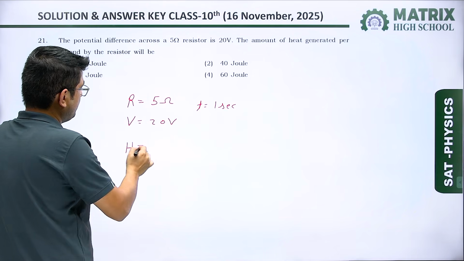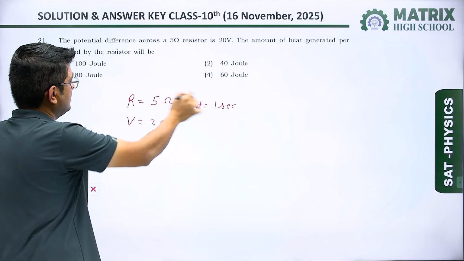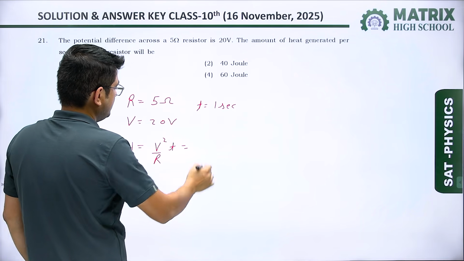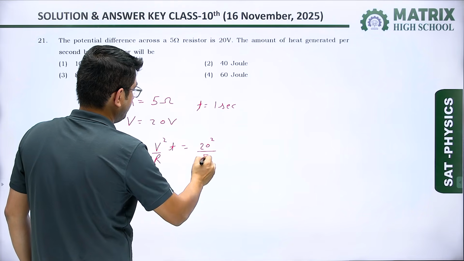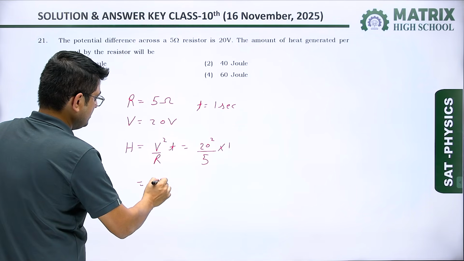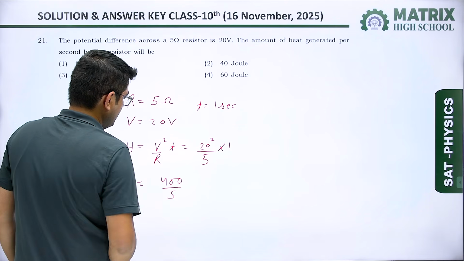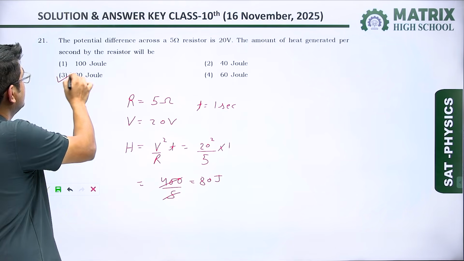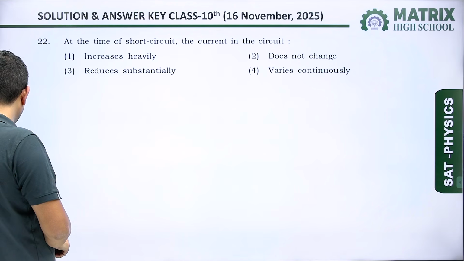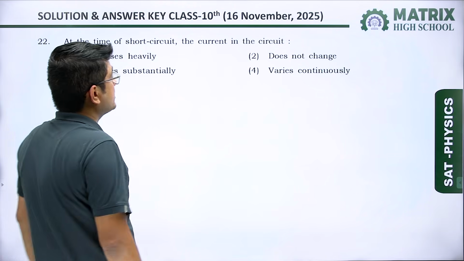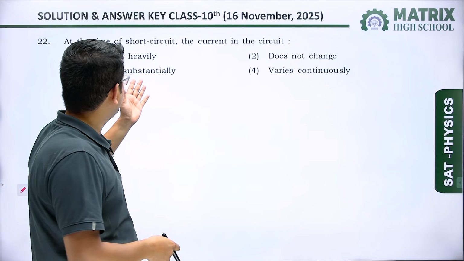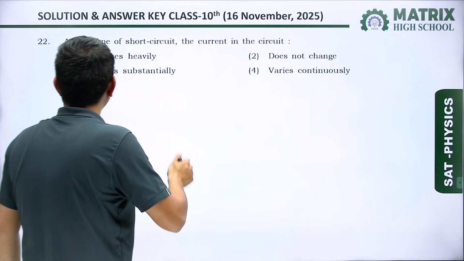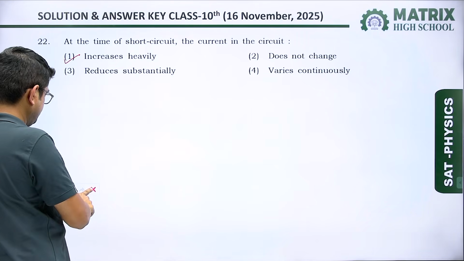Okay, so as we know, the formula using these terms will become V square by R multiplied by T, that is 20 square divided by 5 multiplied by 1, which is 400 divided by 5, and it becomes 80 joule. So the correct answer is option 3. Next, question number 22. At the time of short circuit, the current in the circuit, as we know, during the time of short circuit, the value of current increases very heavily. So our correct answer is option 1.